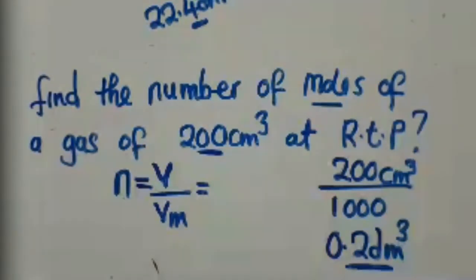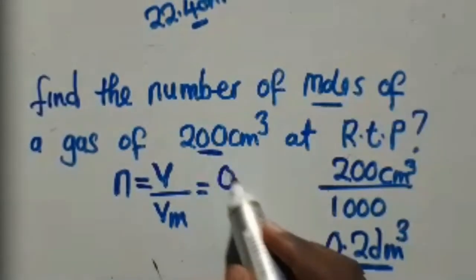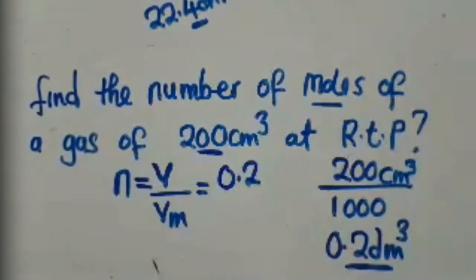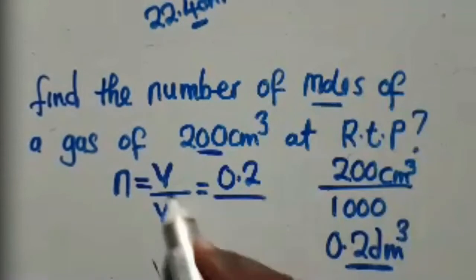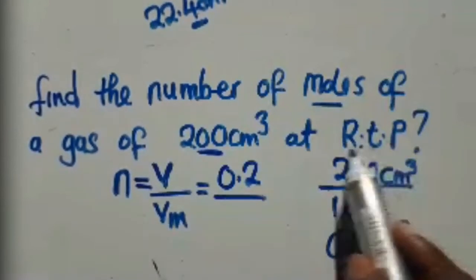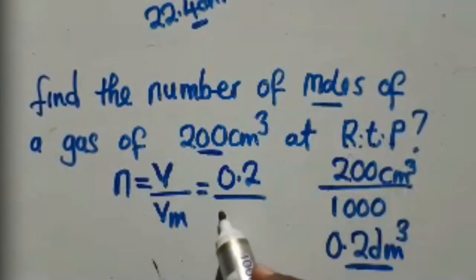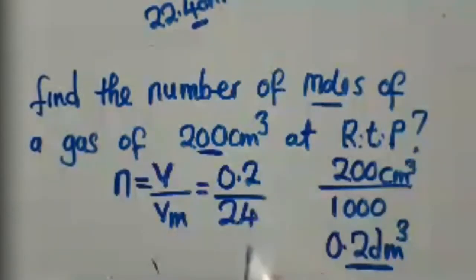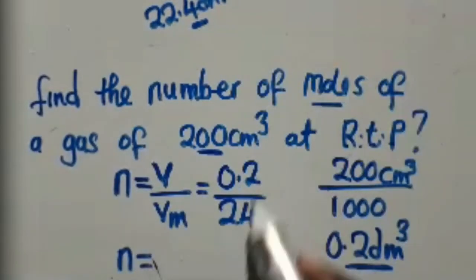then you are going to say, what is the volume? The volume is 0.2 like this. Over here at RTP, have you seen RTP? At RTP, it's what? 24 decimeters cubed. Then finally, what is your answer when you divide there? When you divide 0.2 by 24, what answer are you getting?